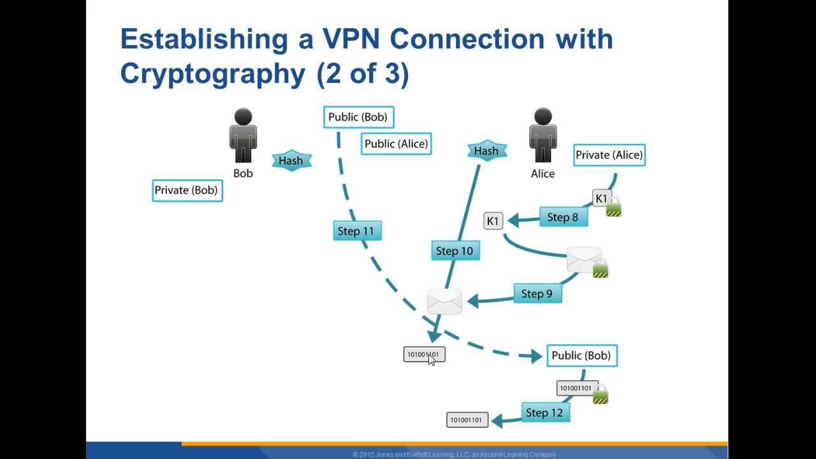Then, in step 11, she gets Bob's public key, and in step 12, applies that public key by using Bob's public key to decode the digital signature to obtain Bob's hash value. Now she's going to compare the 2 hash values, and if they are identical, then the message has its integrity and has not been tampered with or changed from when Bob sent it to her.